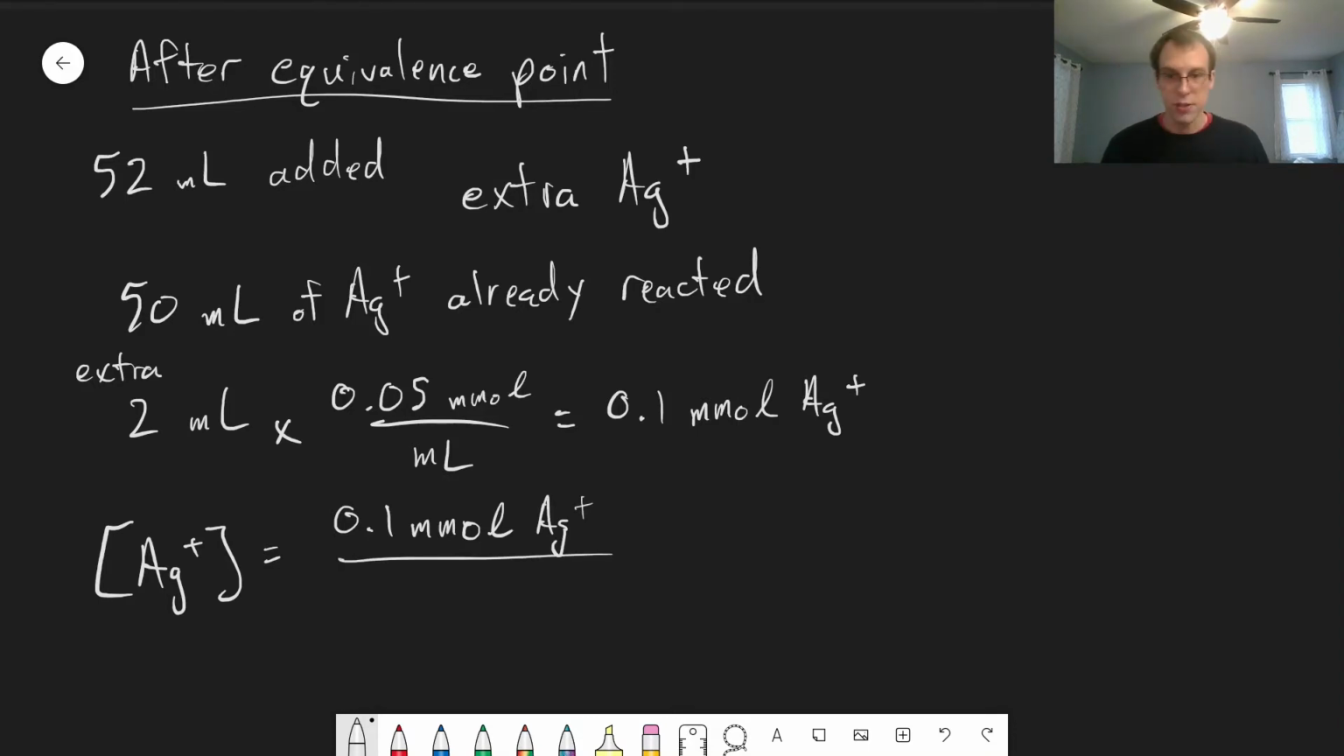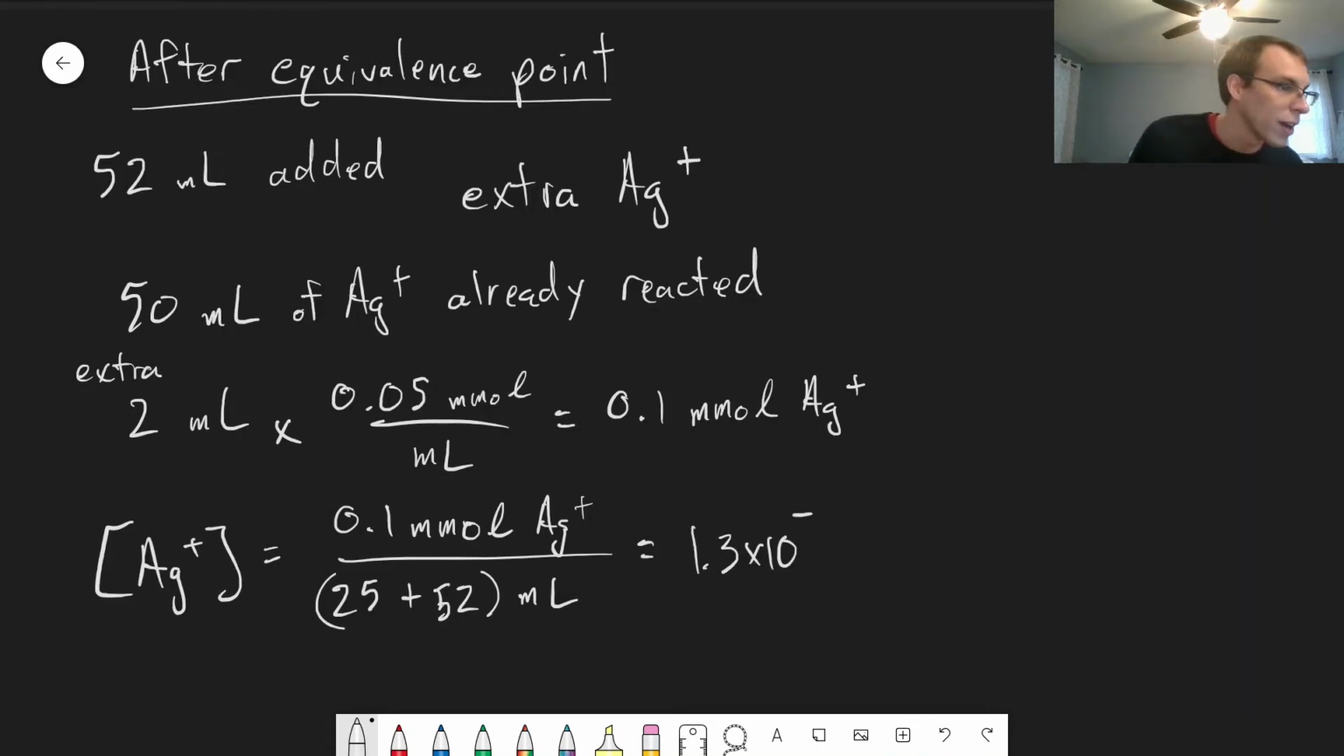And we divide by our total volume. So we started with 25 milliliters. We have added 52 milliliters. And so that's our total volume. 0.1 divided by 25 plus 52. Now if we plug this into the calculator, what we'll get is 1.3 times 10 to the minus, I can't read my writing here, I think that's a 3 molar. Let me just double check my math here.